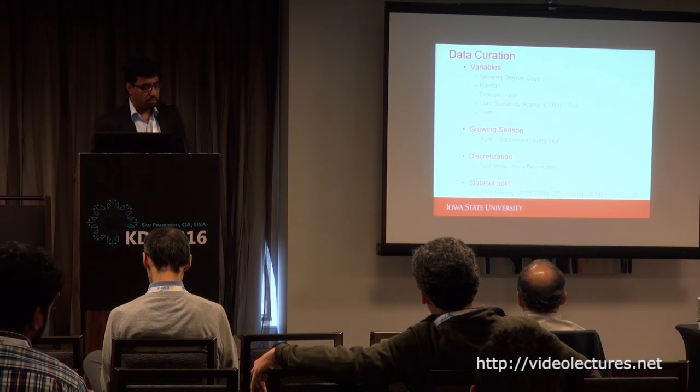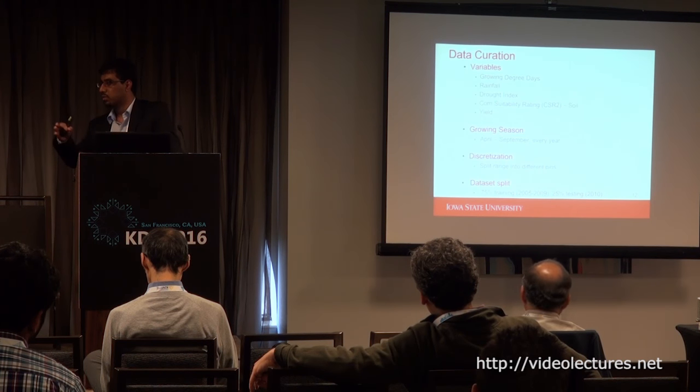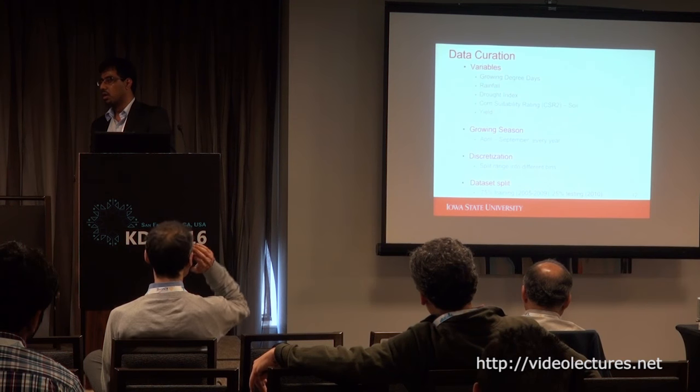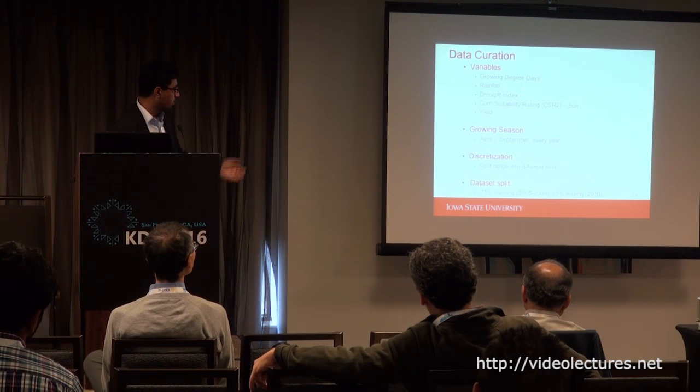And they said, we don't want you to work on the complete year, because we grow our corn starting from April, and so the growing season is from April to September. So you should consider your data in this region only. Don't go for the complete year and then train your model, because it is not going to improve the yield. And the third, discretization.